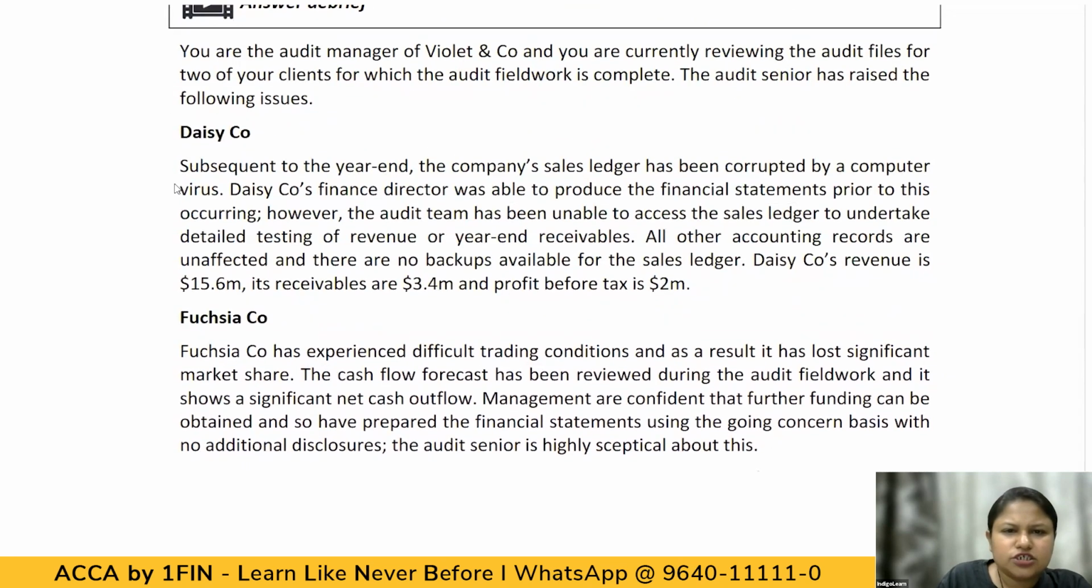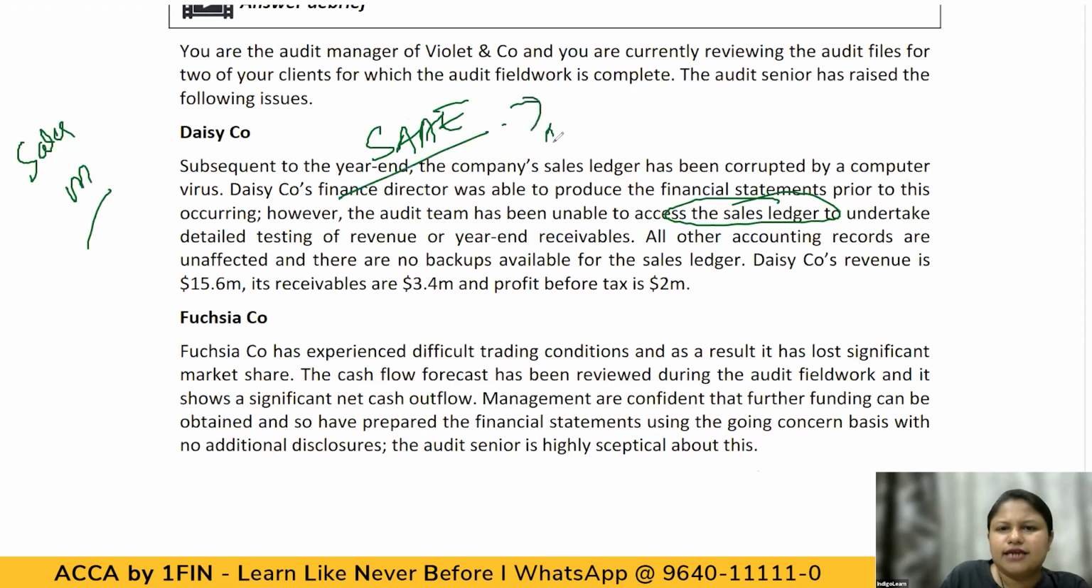Just for a quick glance, one situation is where they have lost the backup. They have lost the backup for the sales ledger, and sales obviously is a very material item. If you don't have a backup for this, that means you are not able to account for one of the material items of the financial statement. Sales means receivables information also you don't have. So basically, this is a very bad situation where the auditor does not have sufficient appropriate audit evidences. And it is material and it is also pervasive.